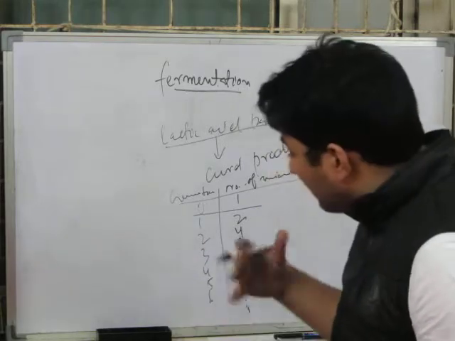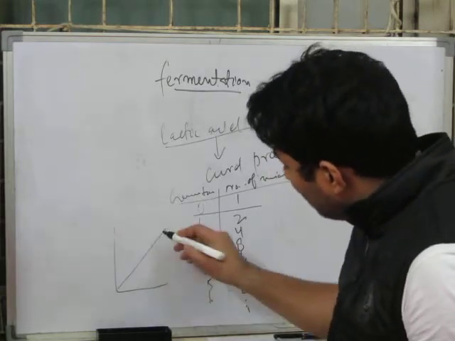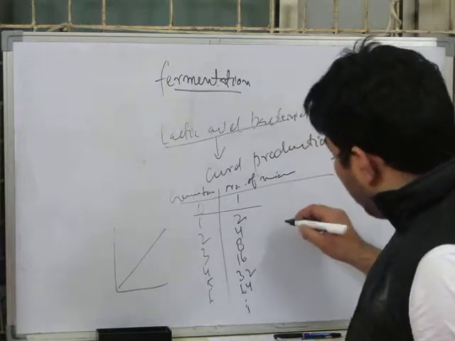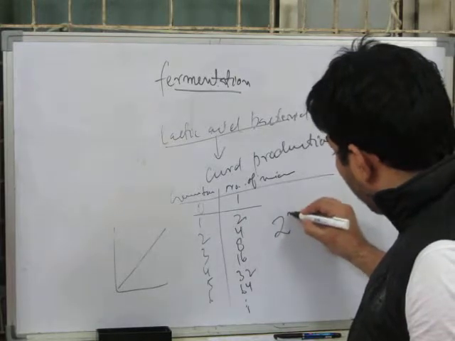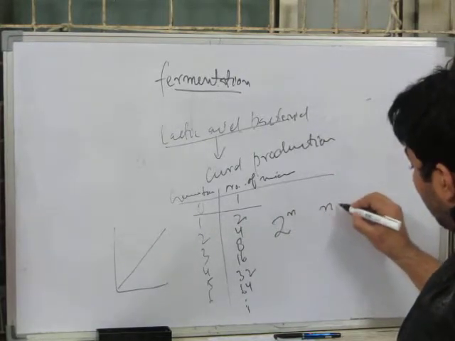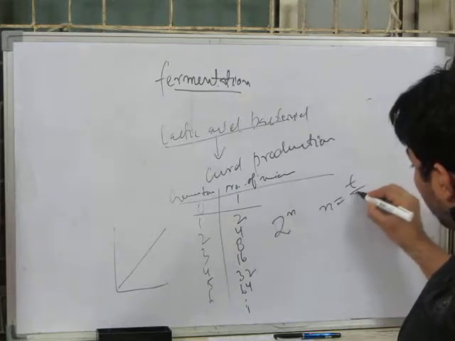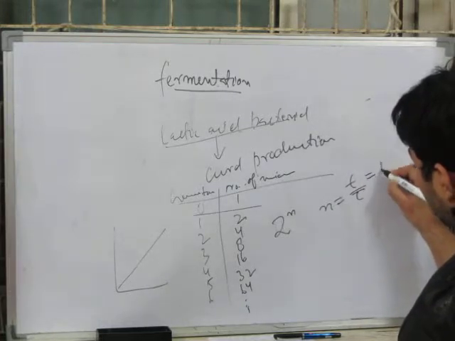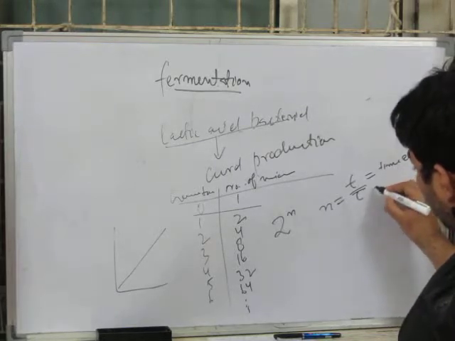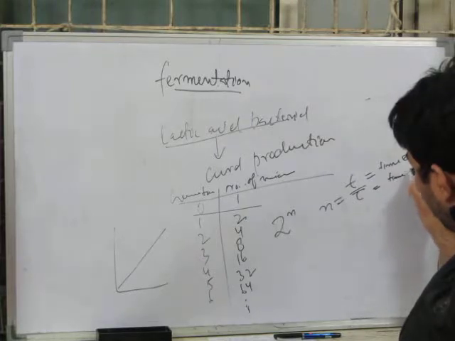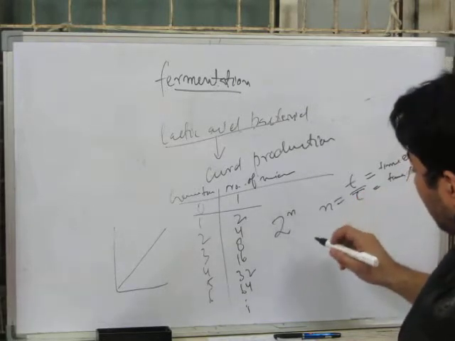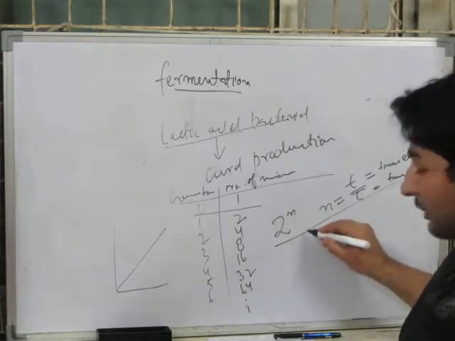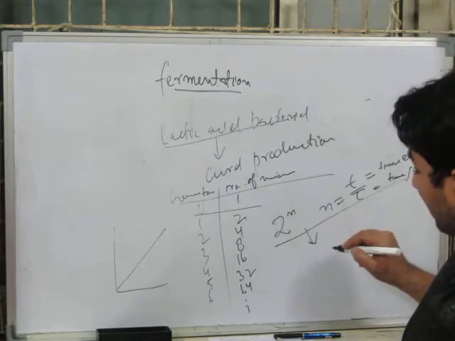These microorganisms grow exponentially. And we can calculate the number of microorganisms, and the formula is 2 raised to the power n, where n is equivalent to t divided by tau, where t is equivalent to time elapsed, and tau is equivalent to time of generation.